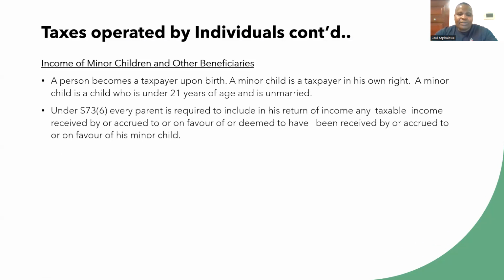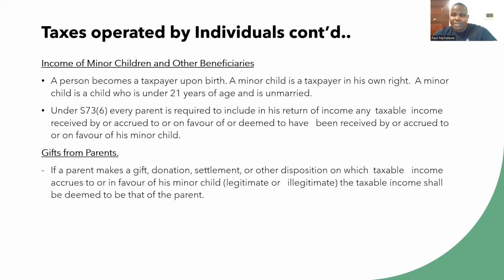So under section 73, subsection 6, every parent is required to include in his return of income any taxable income received by or accrued to or in favor of, or deemed to have been received by or accrued to or in favor of, his minor child. If you're a parent, you have to include income of the minor. Okay, so let's look at gifts from the parent. Sometimes a parent would give the children, and how that is taxed, we shall see.